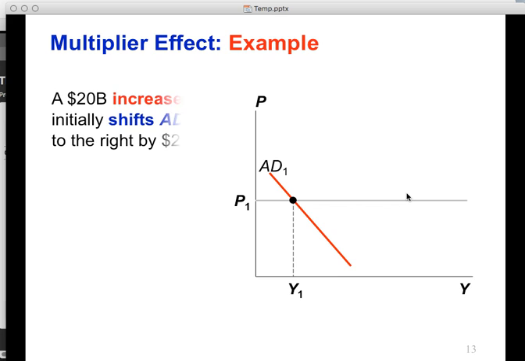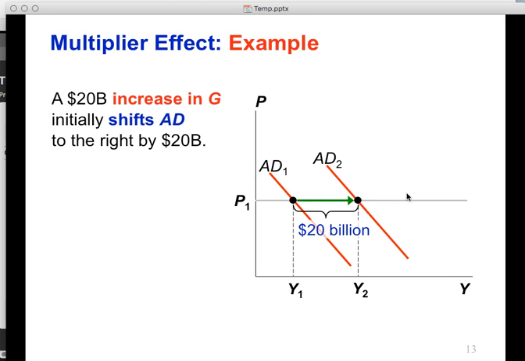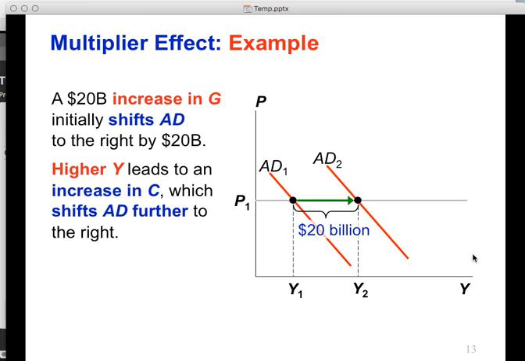So the multiplier effect example we gave is here a $20 billion increase in government expenditures initially shifts aggregate demand to the right by $20 billion. Right? So remember, aggregate demand is consumption, investment, government expenditures, and net exports. So if G goes up by 20 billion, then aggregate demand shifts to the right by 20 billion initially. But then that 20 billion ends up in the pockets of consumers who then consume. And consumption is also another component of aggregate demand. So the higher income leads to an increase in consumption, which shifts aggregate demand further to the right. And so the multiplier effect is about an amplification of the fiscal policy here in this example of spending the $20 billion.